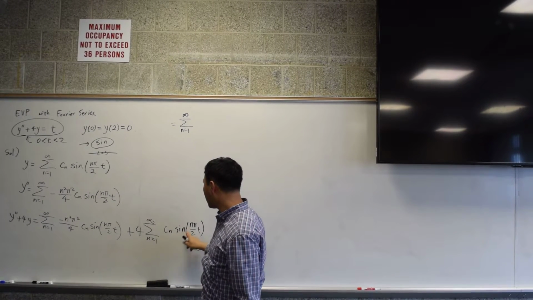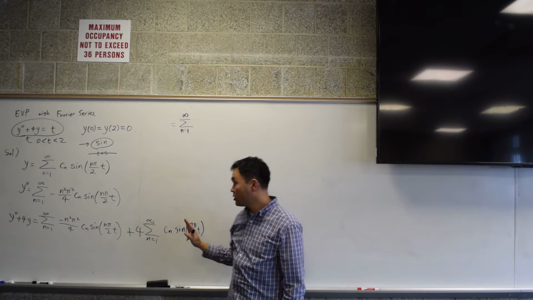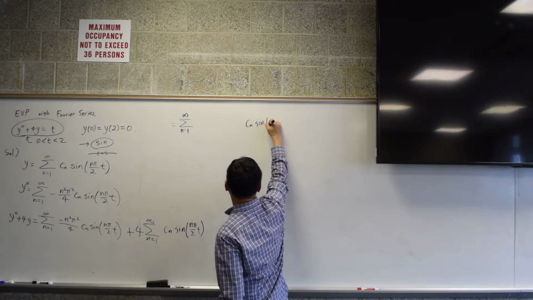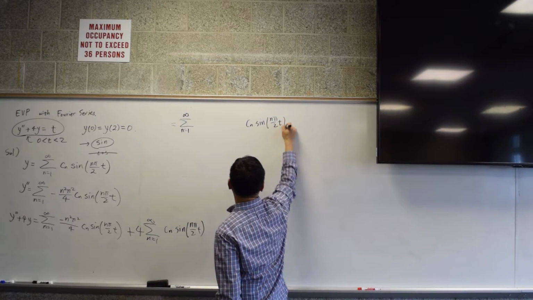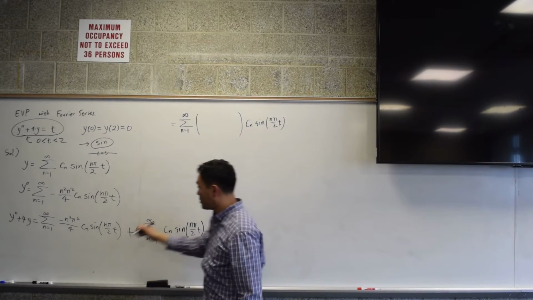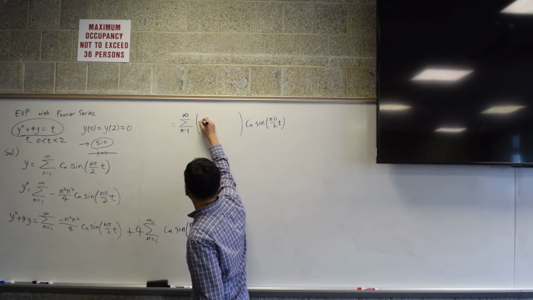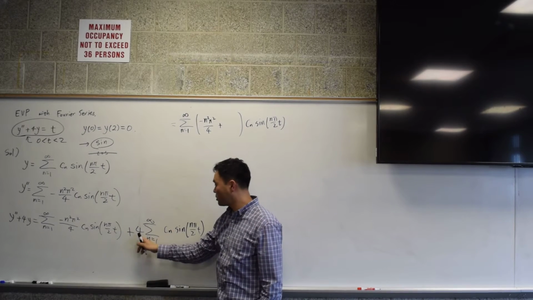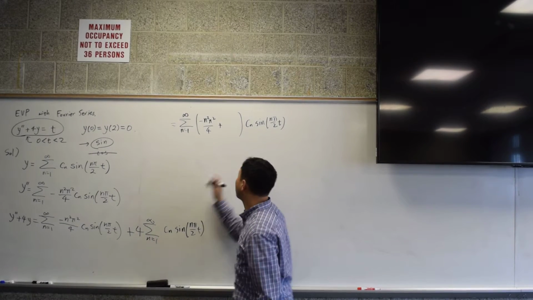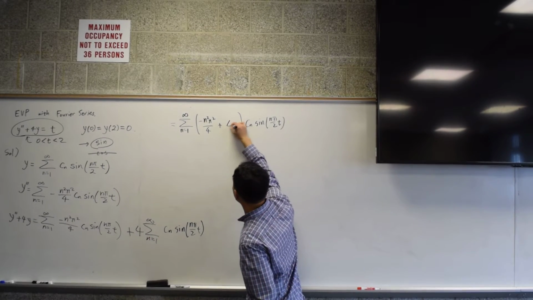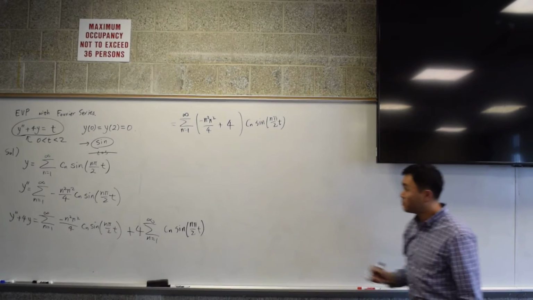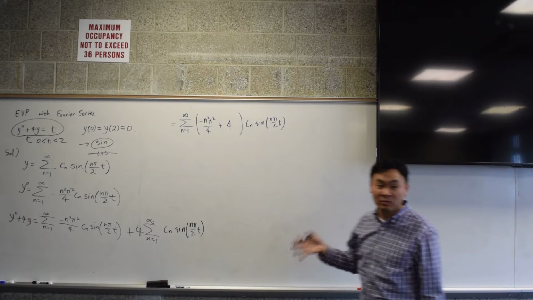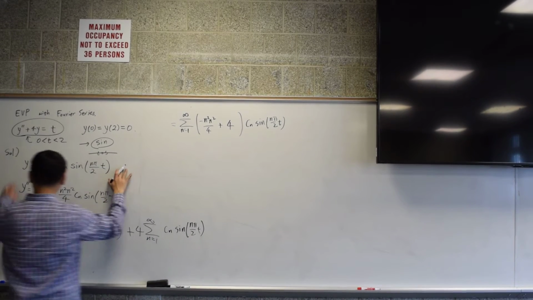See, Cn sine of n pi over 2 t, that's common. So I can just put that aside. I can factor that out. If I factor that out, what's left is, for the first one, negative n squared pi squared over 4. And from the second one, 4 goes inside, and 4 is left if I factor this out. So that's what we get. That's what you get if you compute the left side using this ansatz. Okay.